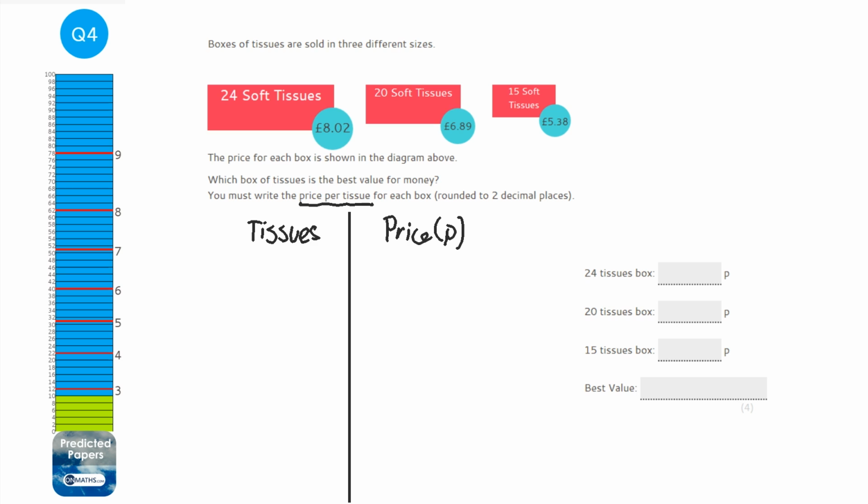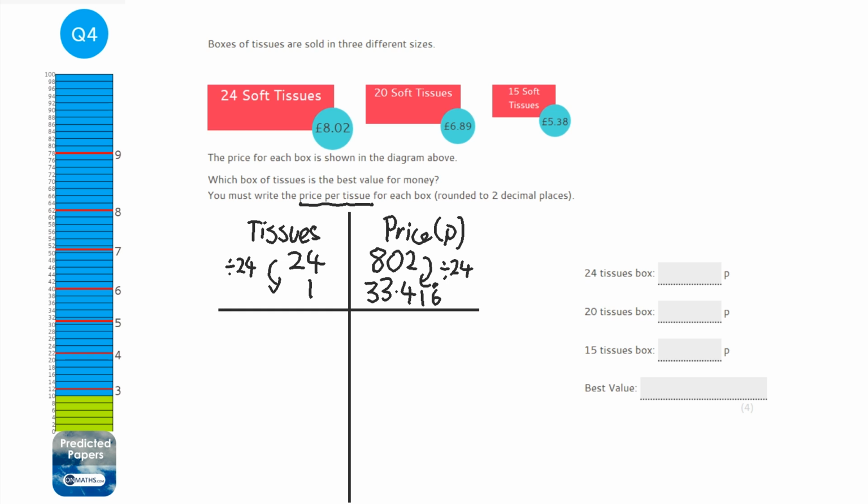So we're going to start off with the box of 24, and it costs 802 pence. Now to get 1 tissue, I'm going to divide both sides by 24. So if I divide both sides by 24, I get 1 tissue. So I do 802 divided by 24, and I get 33.416 recurring. Okay, let's try the next one. So that's one done. In fact, if I draw a line, then I can show that I've done that.